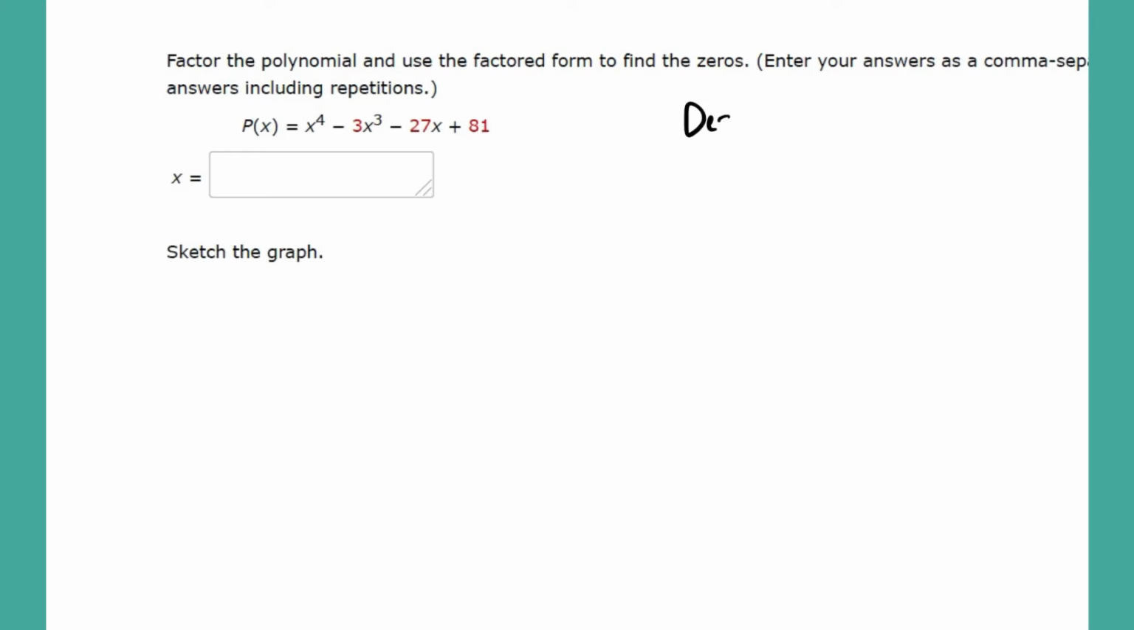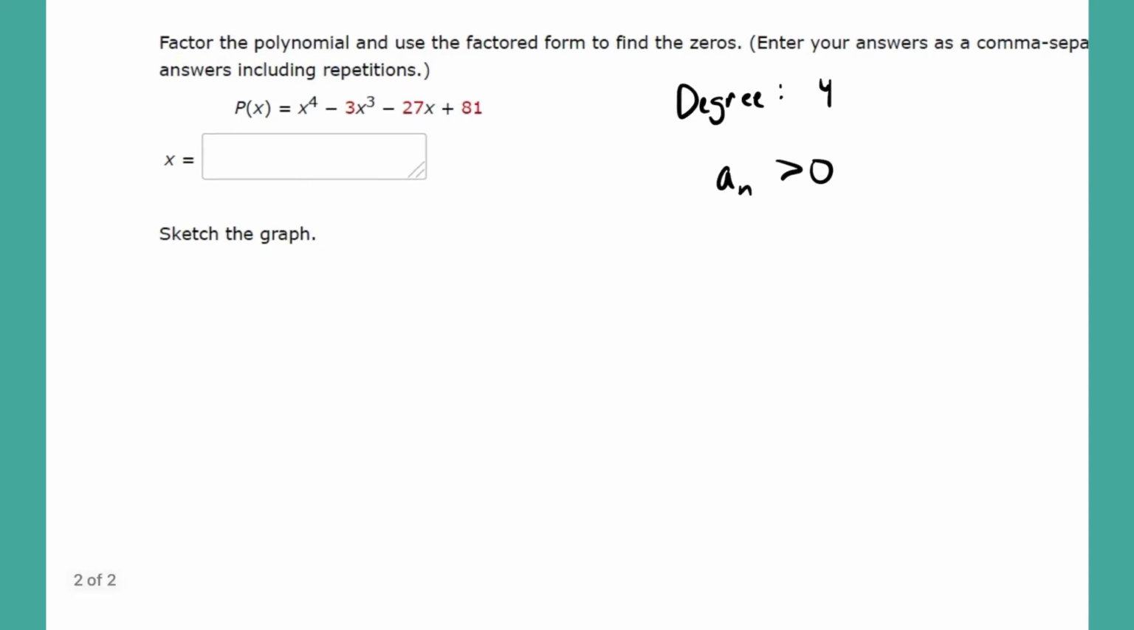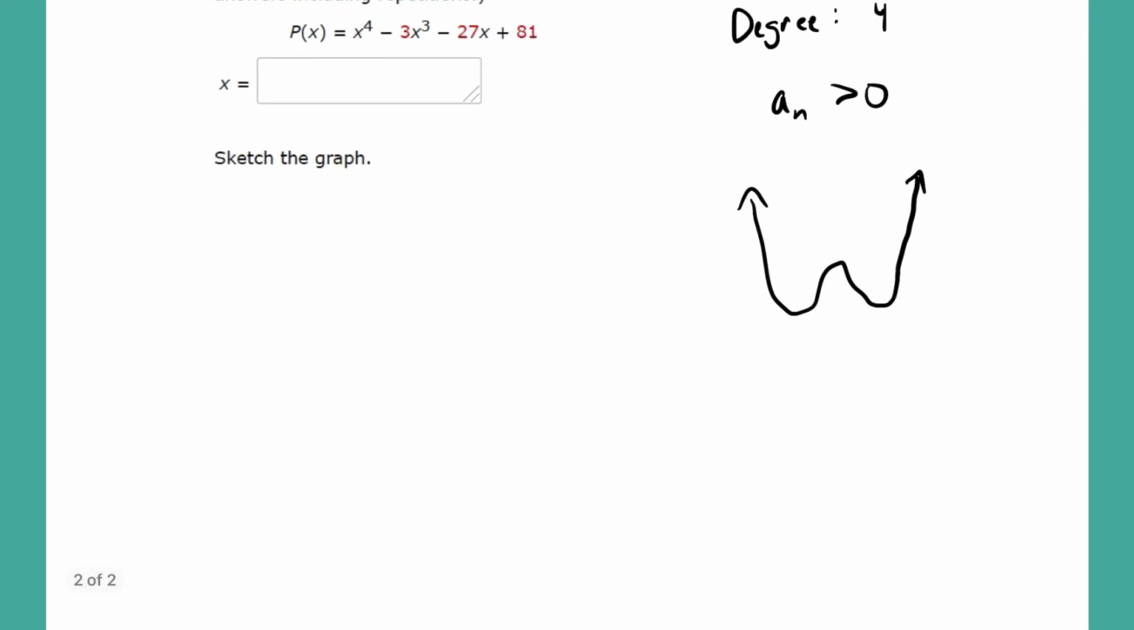All right, the last problem is very similar. So let's do the exact same thing. The degree, however, is now 4 because the exponent tells you what the degree is. The leading coefficient is positive. It's +1. So that means for even degree, positive leading coefficient, our graph is going to look like this. The general shape is going to look like a W. So let's find the zeros.